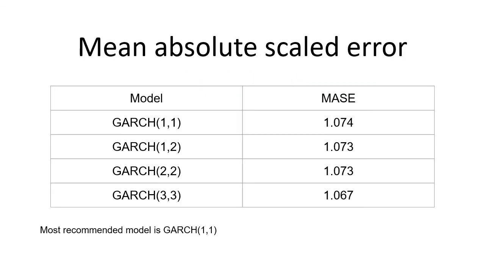Here are the mean absolute scaled error values of all our possible models. Although it can be seen that higher order models provide lower mean absolute scaled error, the difference is not big enough to adopt such a complex model. So our final recommendation would be the GARCH(1,1) model.